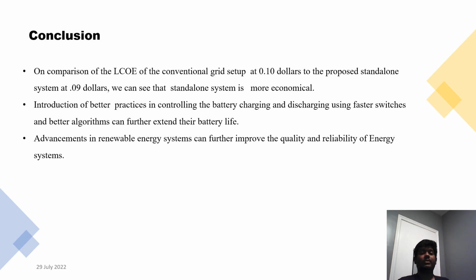Some improvements can be made to the current renewable energy systems so that the quality and reliability of these systems can be improved to take away the intermittent nature of the energy that is being provided. And we can introduce better practices for controlling the battery charging and discharging process by using faster switches and better algorithms, which will further extend the life of batteries.